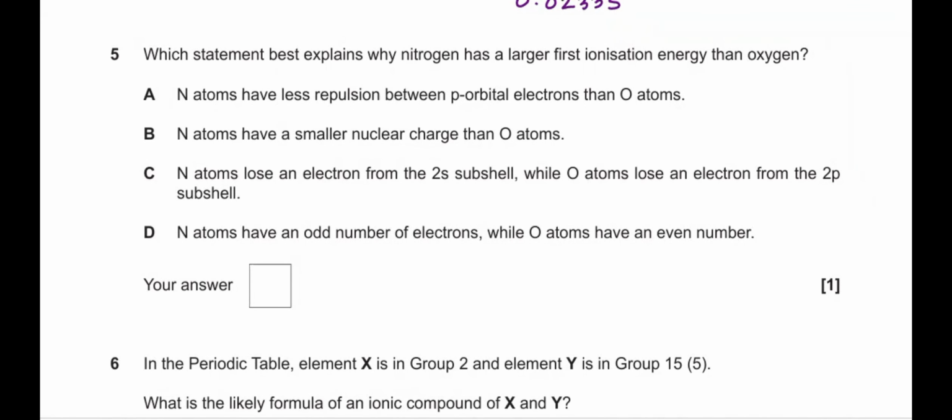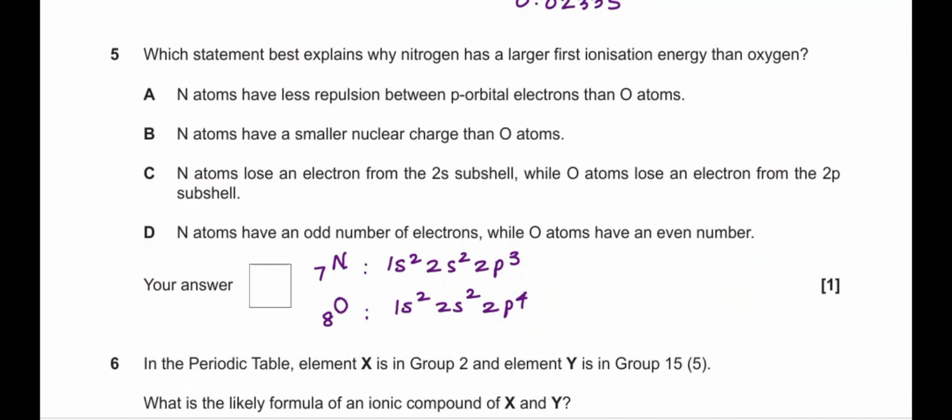Question 5. Which statement best explains why nitrogen has a larger first ionization energy than oxygen? Before we get into the options, it would be better to look at the electronic configurations of both nitrogen and oxygen. You know, nitrogen has got an atomic number of 7 and oxygen has got an atomic number of 8. Therefore, the configuration of nitrogen goes like this: 1s2, 2s2, 2p3. And that of oxygen goes like this: 1s2, 2s2, 2p4.